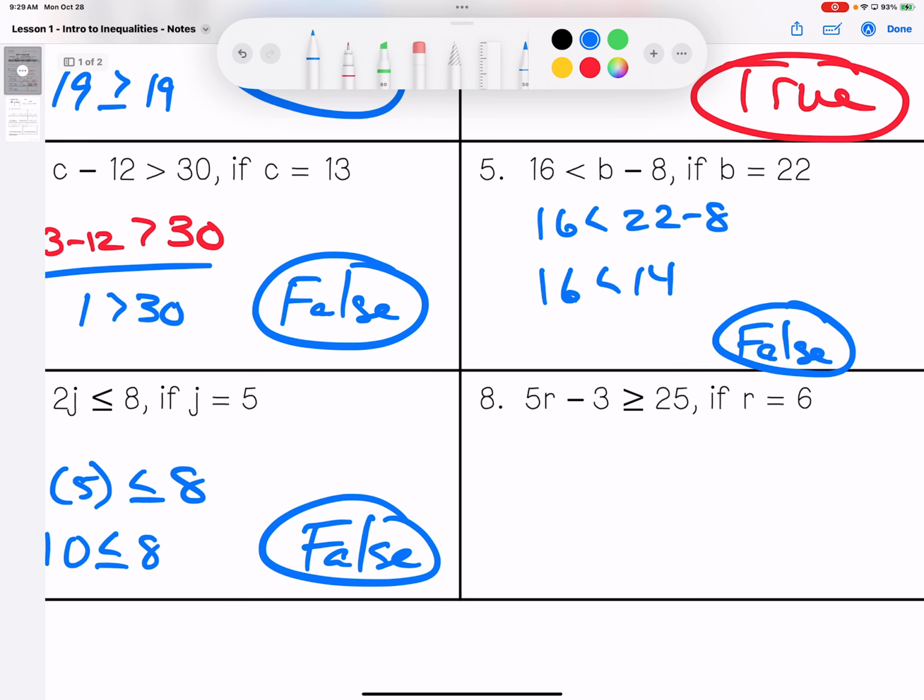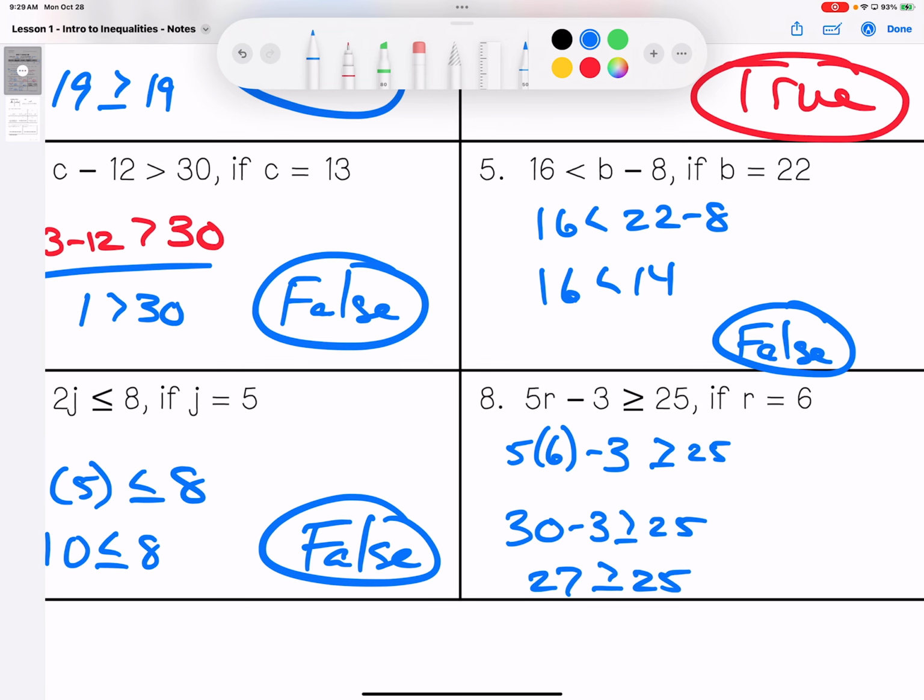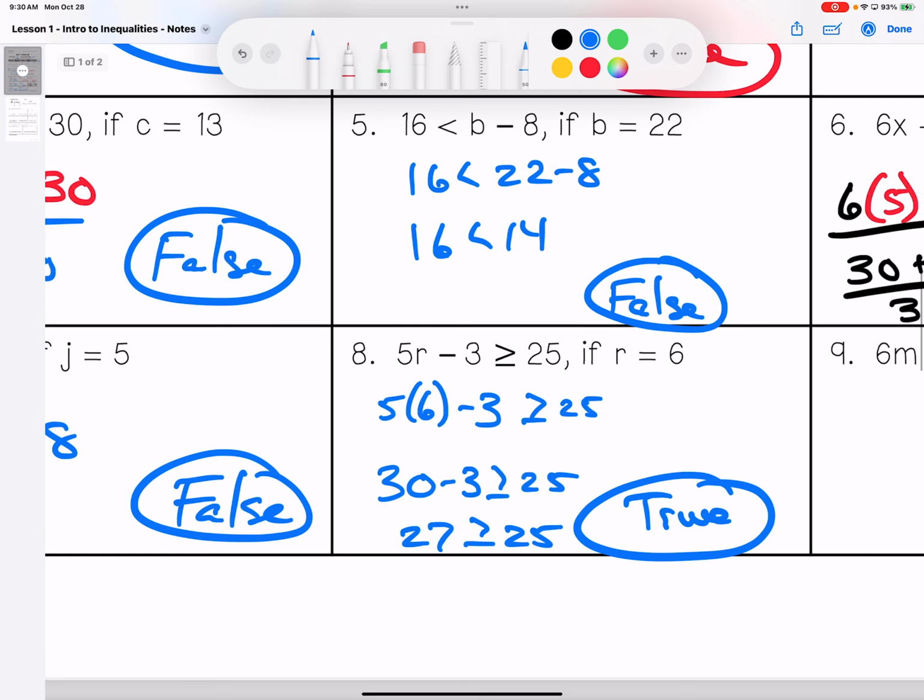I'm going to plug 6 in. So 5 is butted up next to R, so I need to put the R, which is 6, in parentheses. Now go ahead and work that out. 5 times 6 is 30. 30 minus 3. 30 minus 3 is 27. Is 27 greater than or equal to 25? Yes, it is. That is true. 27 is greater than 25.